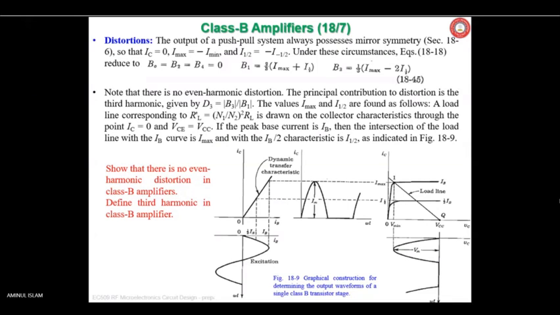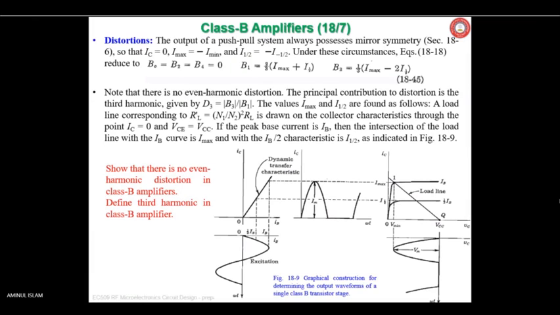The principal contribution to distortion is the third harmonic, given by D3 equals mod of B3 by mod of B1. The values of Imax and I half are found as follows. A load line corresponding to RL prime equals N1 by N2 whole square into RL. This equation we have discussed earlier is drawn on the collector characteristics through the point IC equals 0 and VC equals VCC. I mean the load line.